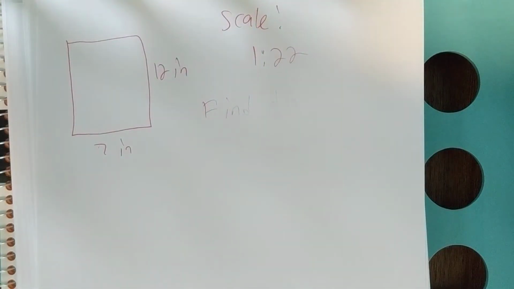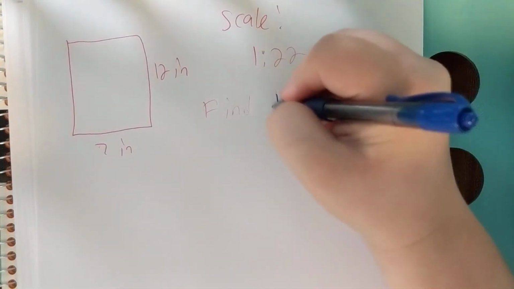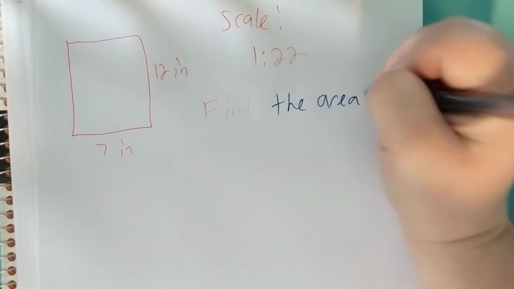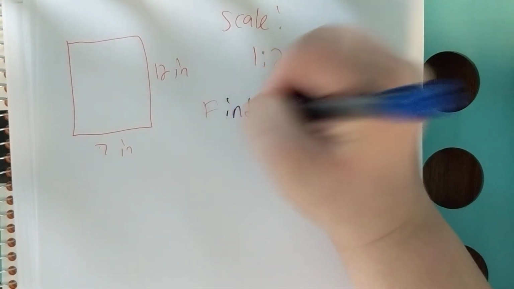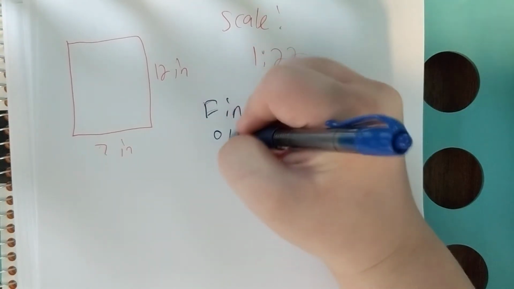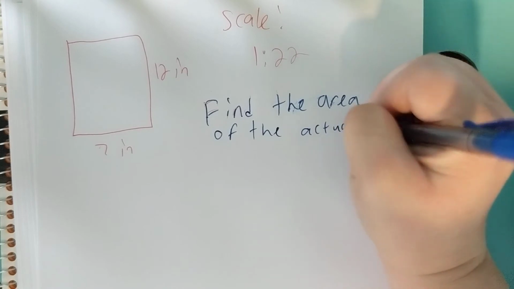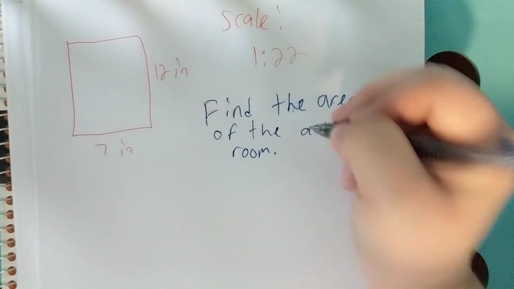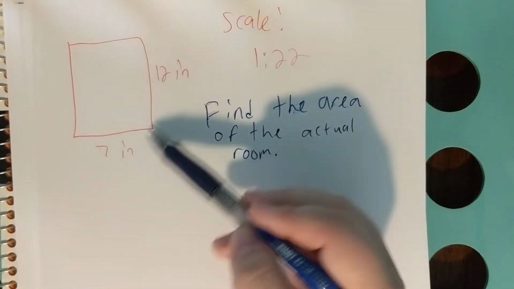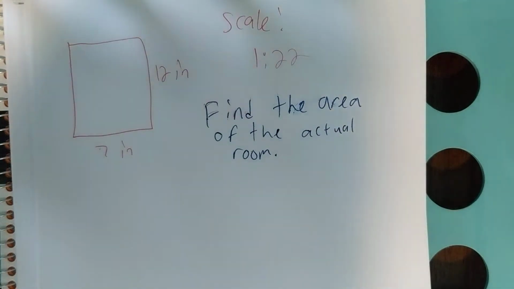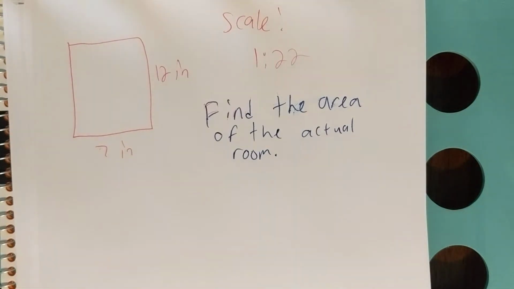Find the area of Jewel's room. Okay, so what they gave me here, that is my scale drawing. They want me to find the area of my room. And it says you must show your work. So you should have a few things written there, not just the answer.